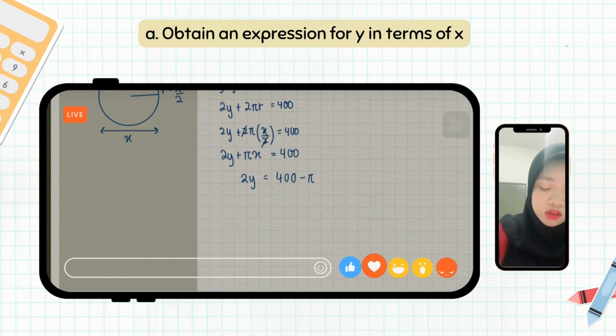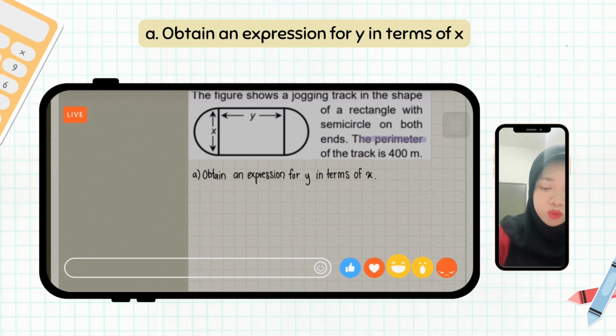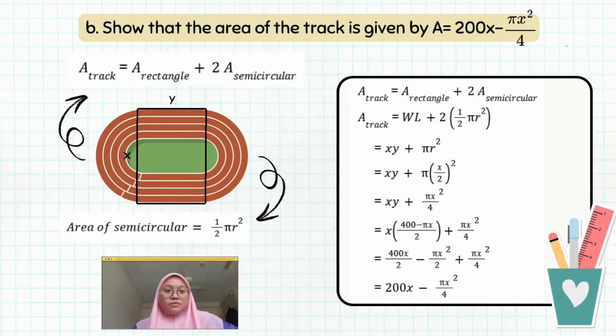2y equals 400 minus pi x. Just gonna take everything to the 400 side, so to get the y, since we want an expression for y in terms of x. So we got y equals 400 minus pi x over 2. That's it for question A. Okay, so let's see for the question B.